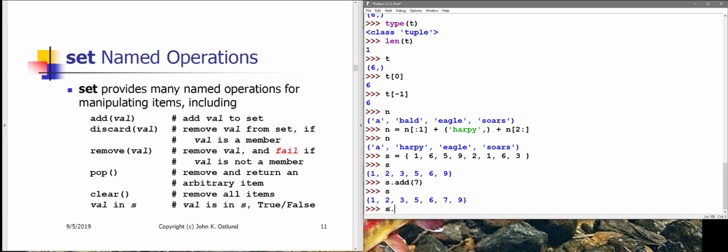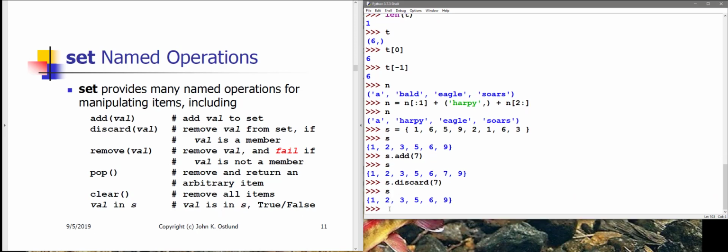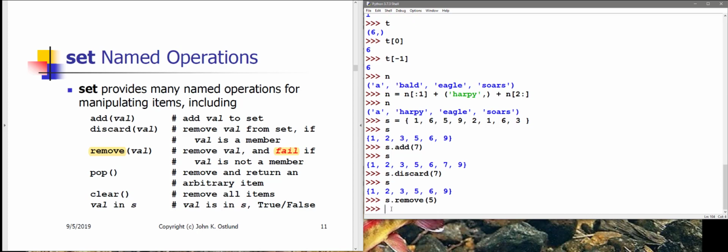Likewise, I can discard a value from the set. So now I have discarded the 7. There's another function, remove, which is like discard, except that remove will fail if the value you're trying to remove is not in the set. So if I say s.remove 5, since 5 is in the set, this will be successful.